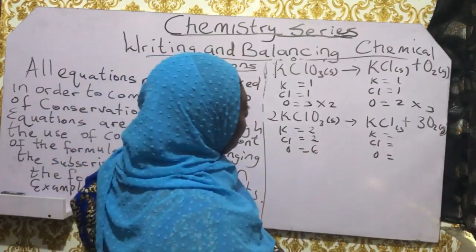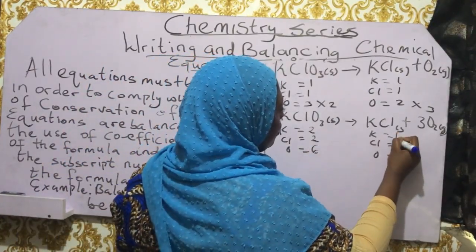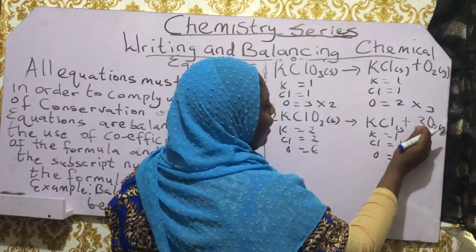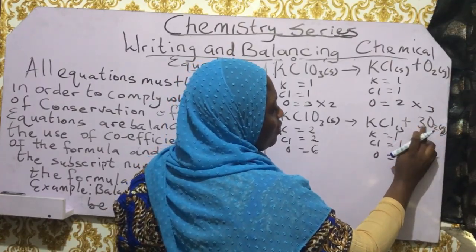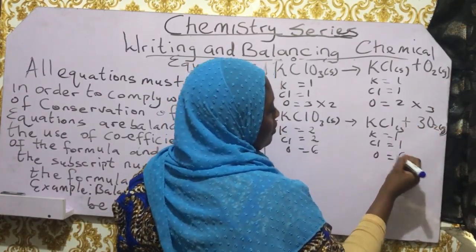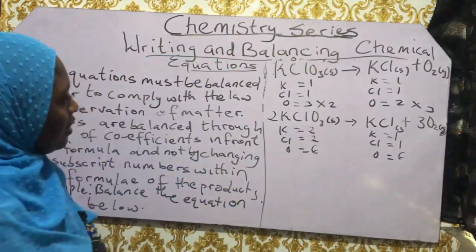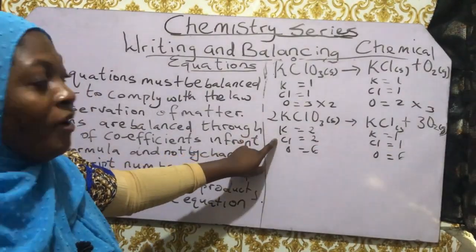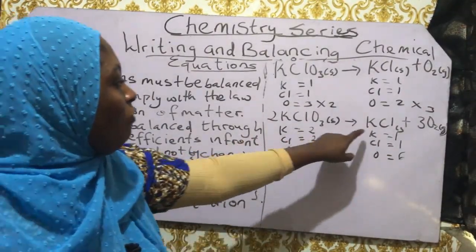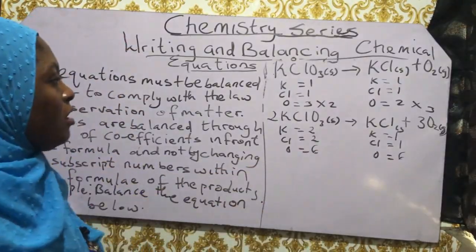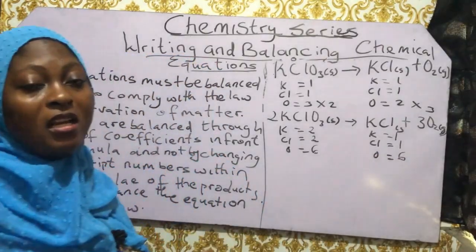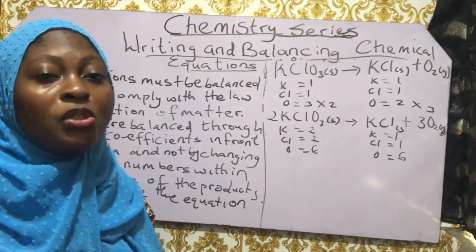Now let's turn to the products. Potassium is still 1. Chlorine is still 1. Oxygen, which is 3 as a coefficient, and you have 2 atoms, 3 times 2, that's a 6. Now, let's see. Potassium is no longer balanced. Chlorine is no longer balanced because you have 2 here, you have 1 here. While oxygen, we have 6, 6. Oxygen is balanced.